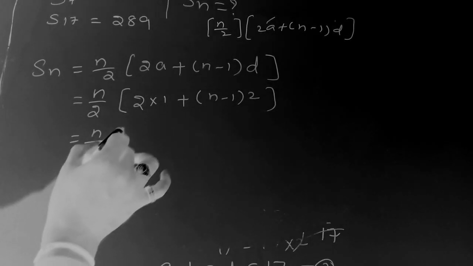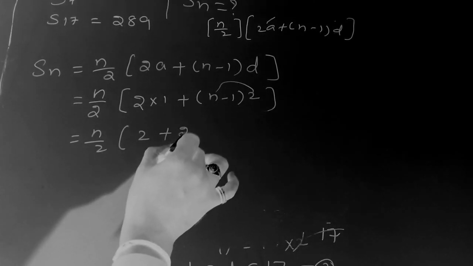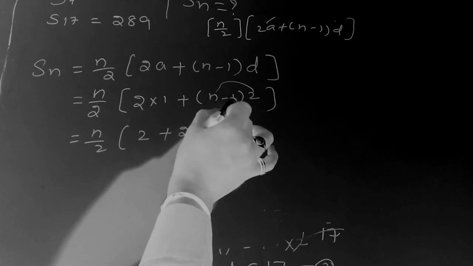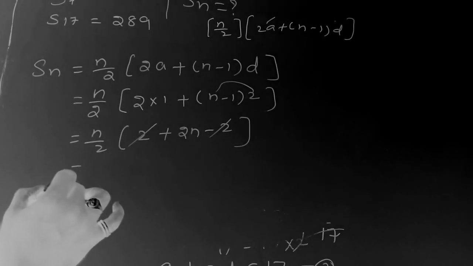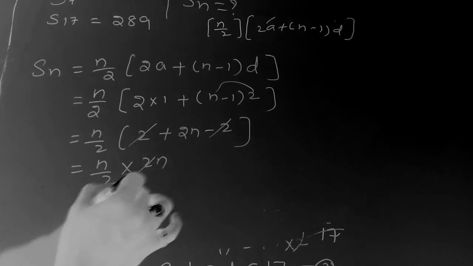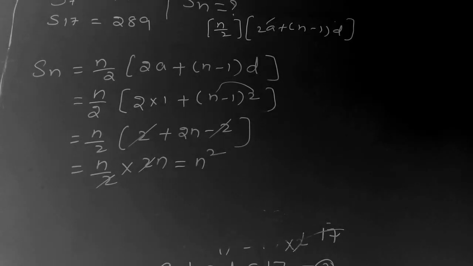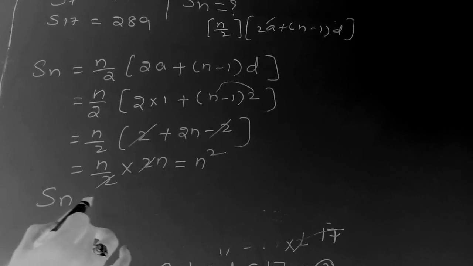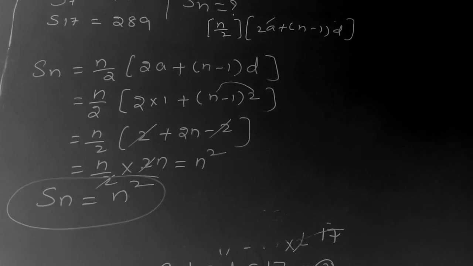n by 2, 2 into 1 is 2. 2 into n is 2n. Plus into minus is minus, 2 into 1 is 2. 2 gets cancelled. Finally we are left with n by 2 times 2n. 2 gets cancelled. n into n is n square. So Sn is nothing but n square. So the sum of n terms of the given series is nothing but n square.